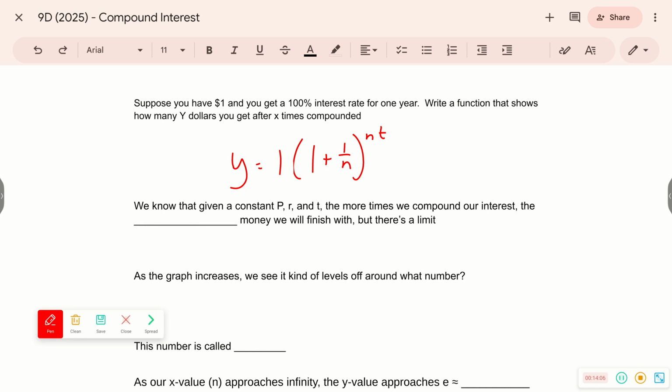Now, we know that the more we compound our interest, the more money we end with, but there's a limit.